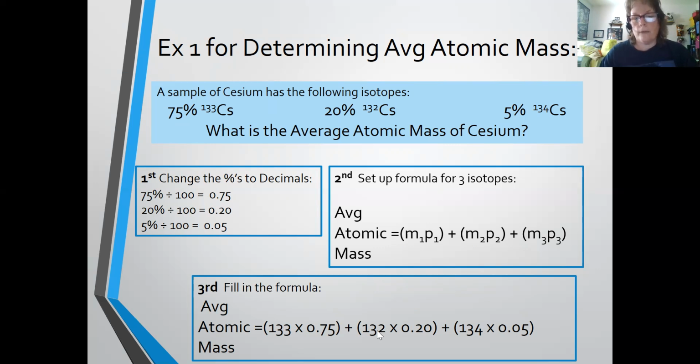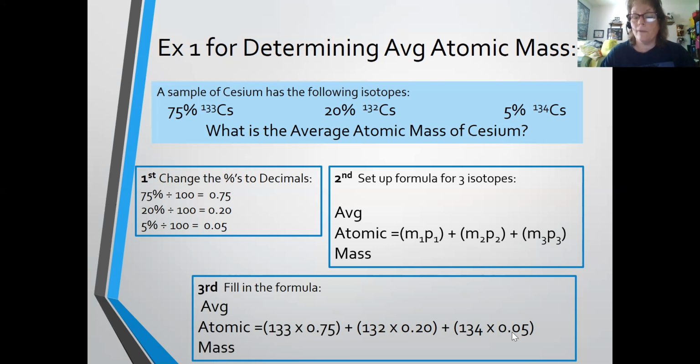Then we look at our next isotope, cesium-132. There's your atomic mass number. We said it's 20% of the time. You put the mass number there. Again, that's what the M stands for, the mass. You have to multiply that by its percentage. We said 20%. How do you put 20% in a decimal? We said it's 0.20. So multiply 132, the mass, by that percentage. And then the last one, we said 5% of the time you have cesium-134. 134 is the mass. 5% in decimal form is 0.05.